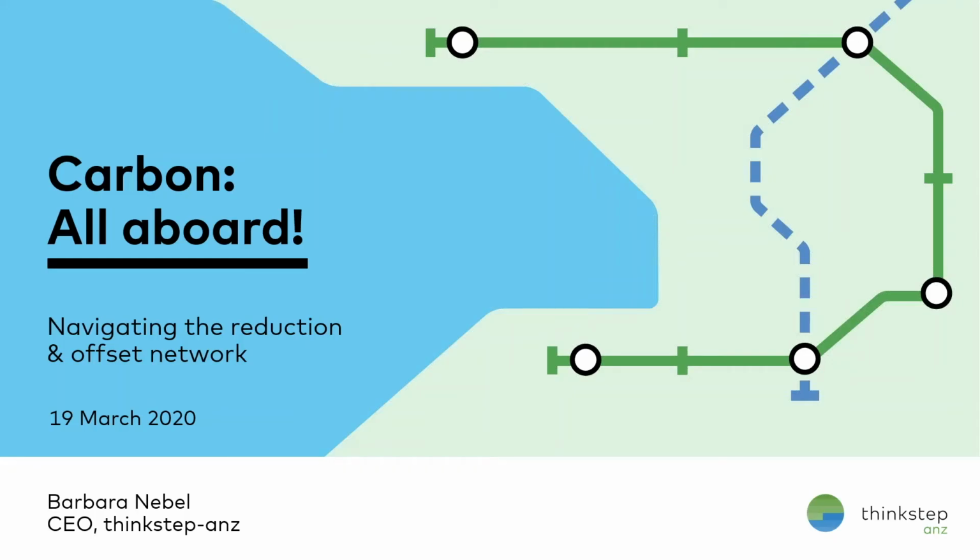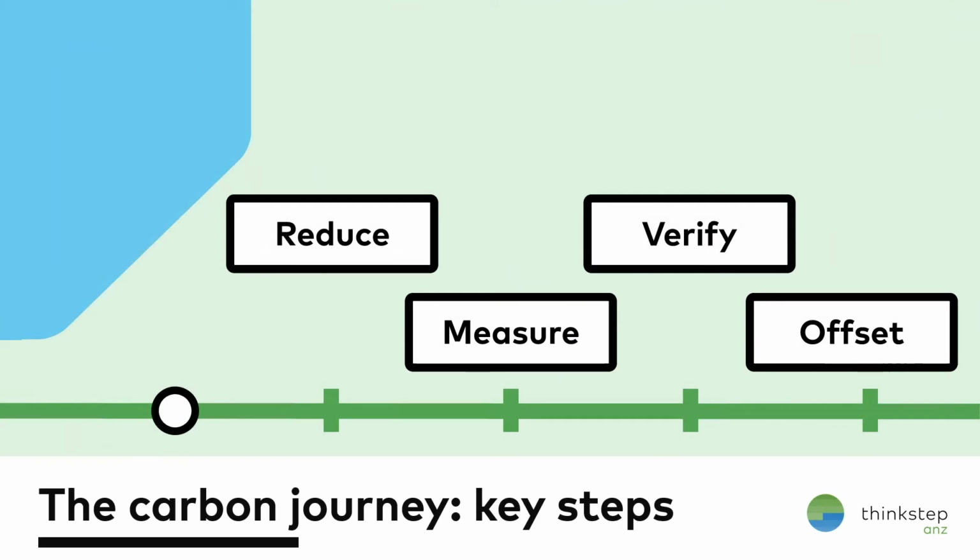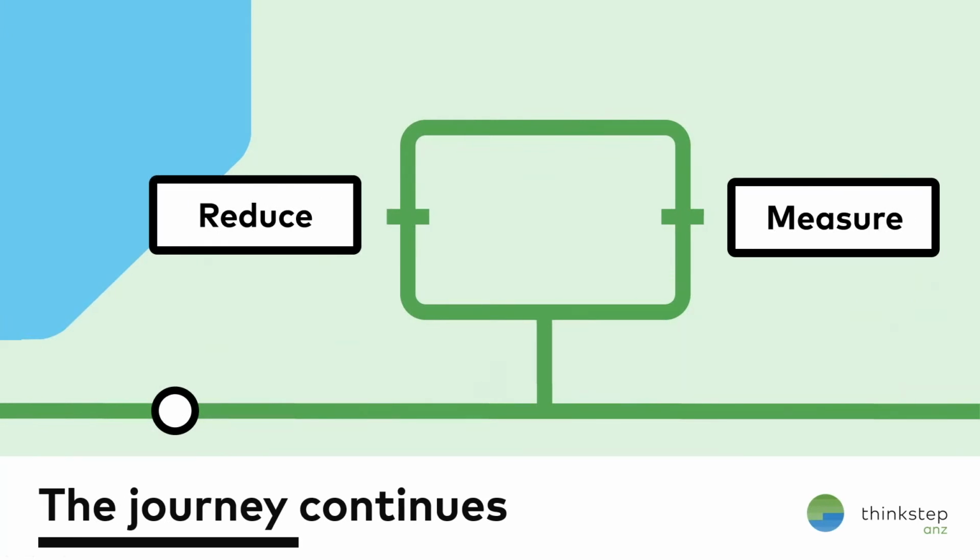So today is about navigating the reduction and offset network. And we'll start this journey by just talking about the key stops on that journey, which are reduce, measure, verify, offset, and then you'll get on a loop because that train is not going to stop, but goes via reduce and measure and reduce and measure, on and on. Because yes, we do want to talk about carbon offsets, but it doesn't mean that the journey stops there. It goes back to reduce and measure.